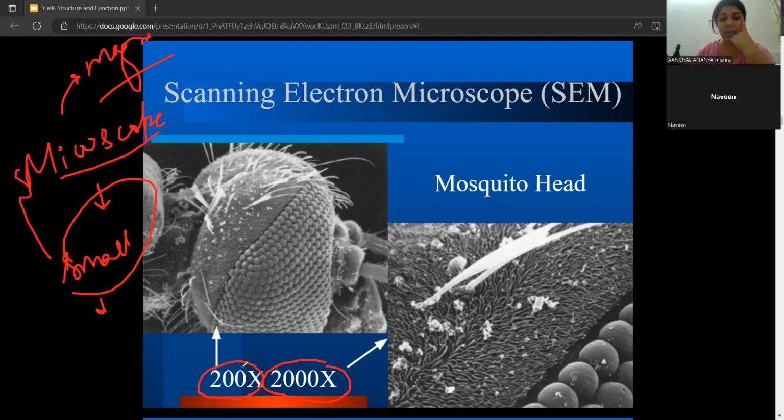Okay, so this particular image is magnified 200 times, and this image has been magnified 2000 times. Both of them are mosquito head only, but if we use a microscope under 200 power, then we will see something like this. And when we magnify the same mosquito under 2000 power, we will see something like this. So this is, I think, the head of the mosquito, right?